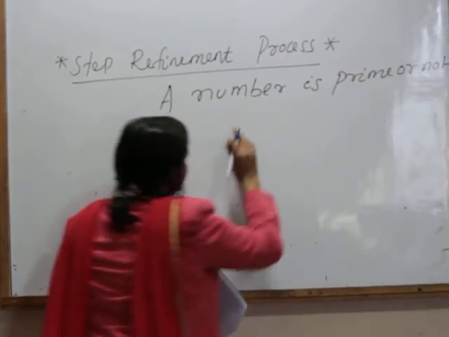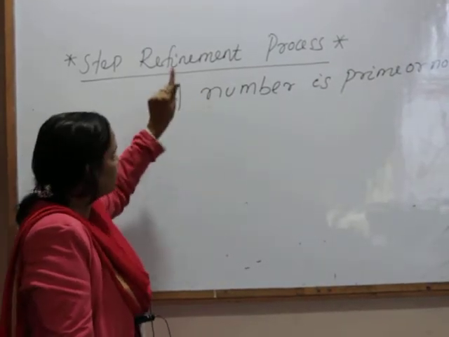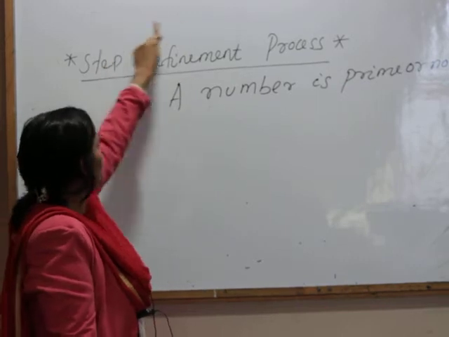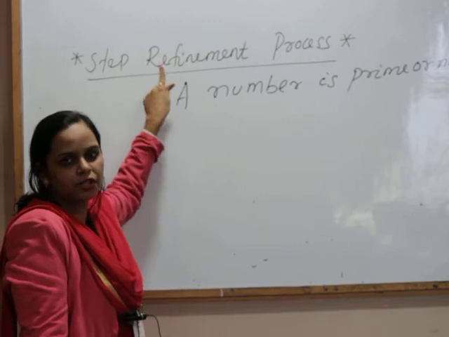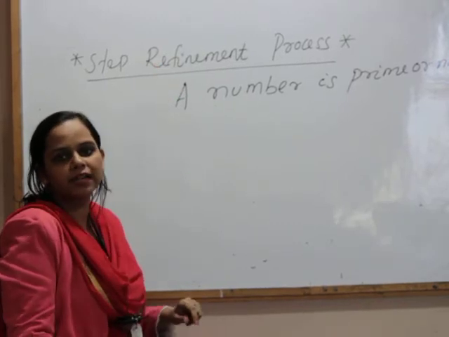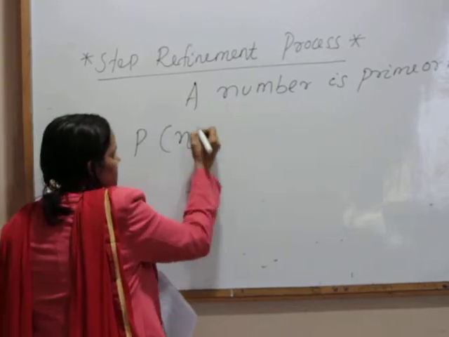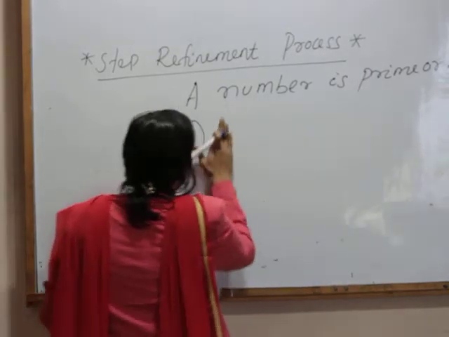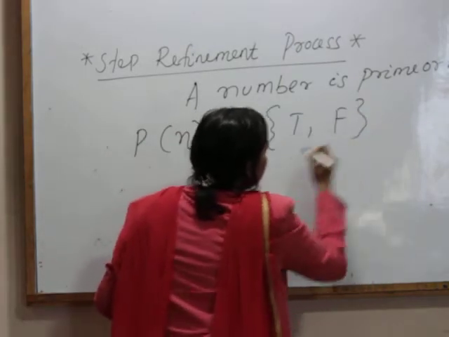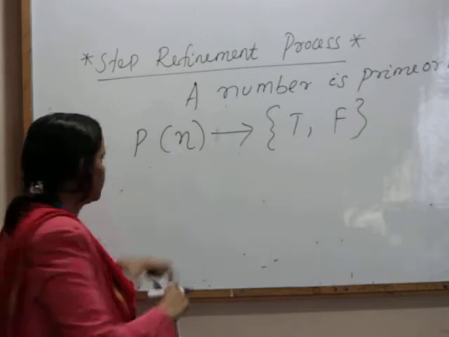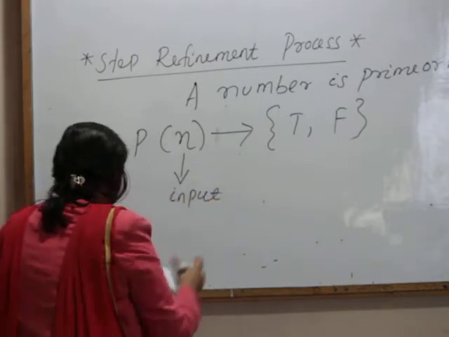So today we will take the example of a number being prime or not, and we will find the algorithm with the help of the step refinement process. In each step we will do some rectification or refinement, and at the end we will get the time complexity of that algorithm. Suppose you take P of n, which is either true or false, meaning a number may be prime or not. Here n is the input and P is the function.